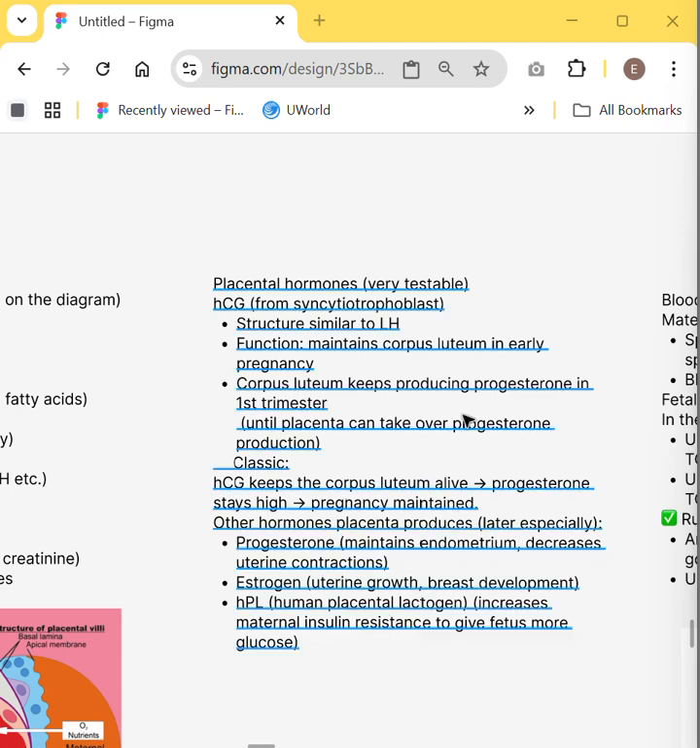And if you remember, progesterone is also used as a contraceptive pill because your body thinks that you're pregnant, so the period, or the menstrual cycle, doesn't happen. So HCG keeps the corpus luteum alive, progesterone stays high, and pregnancy is maintained.